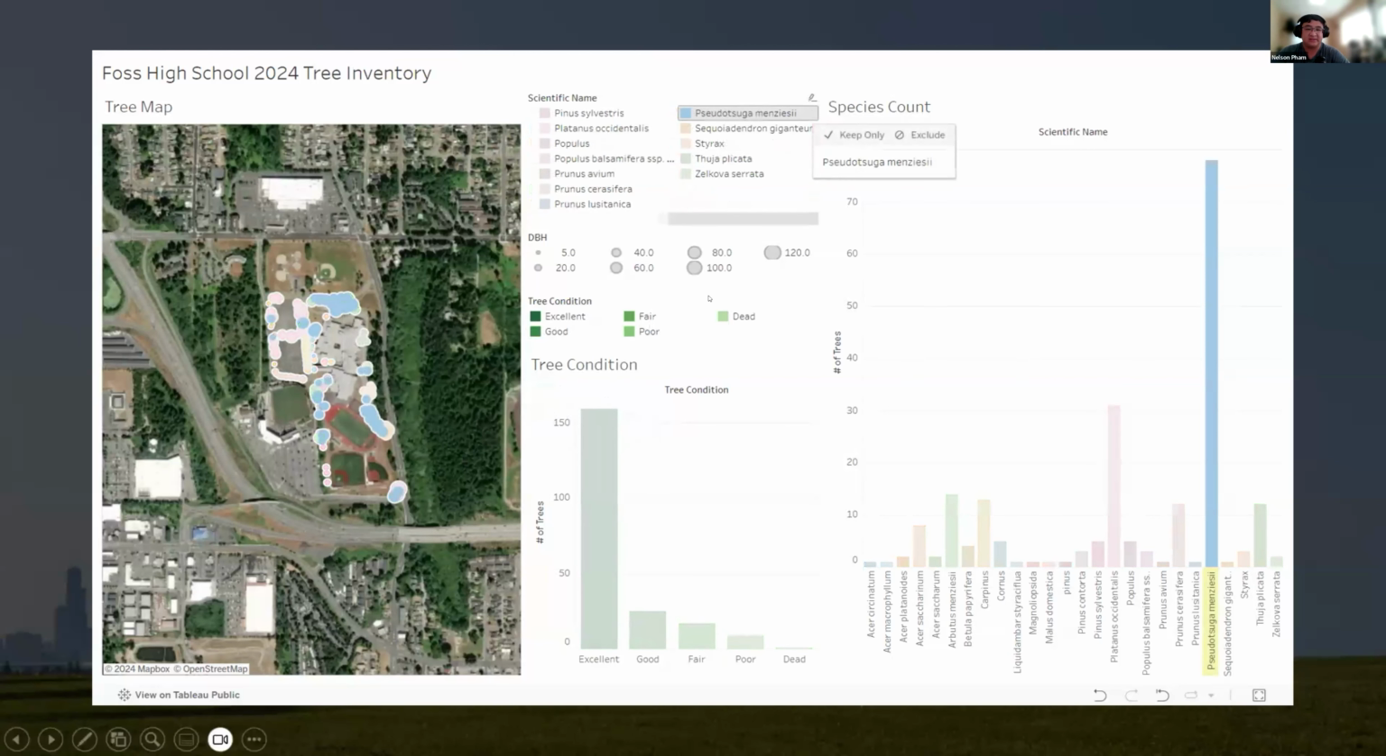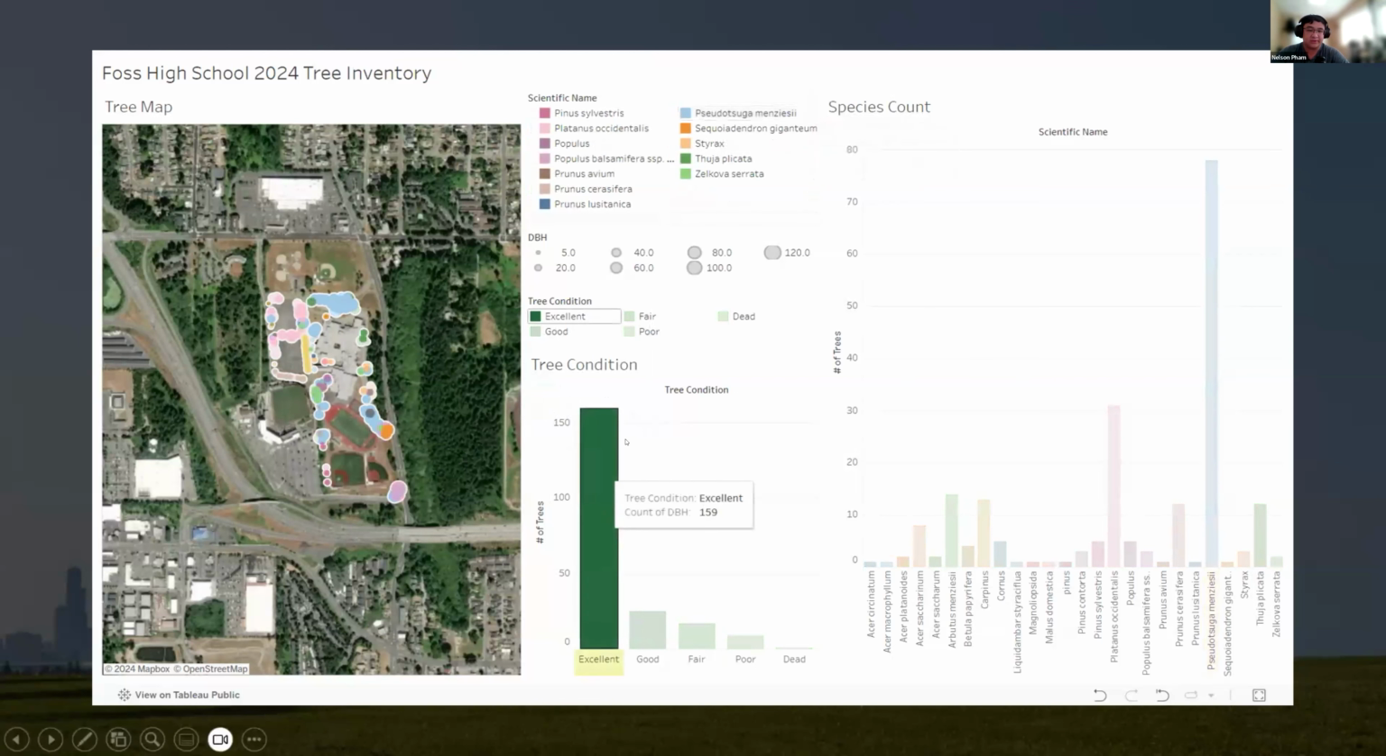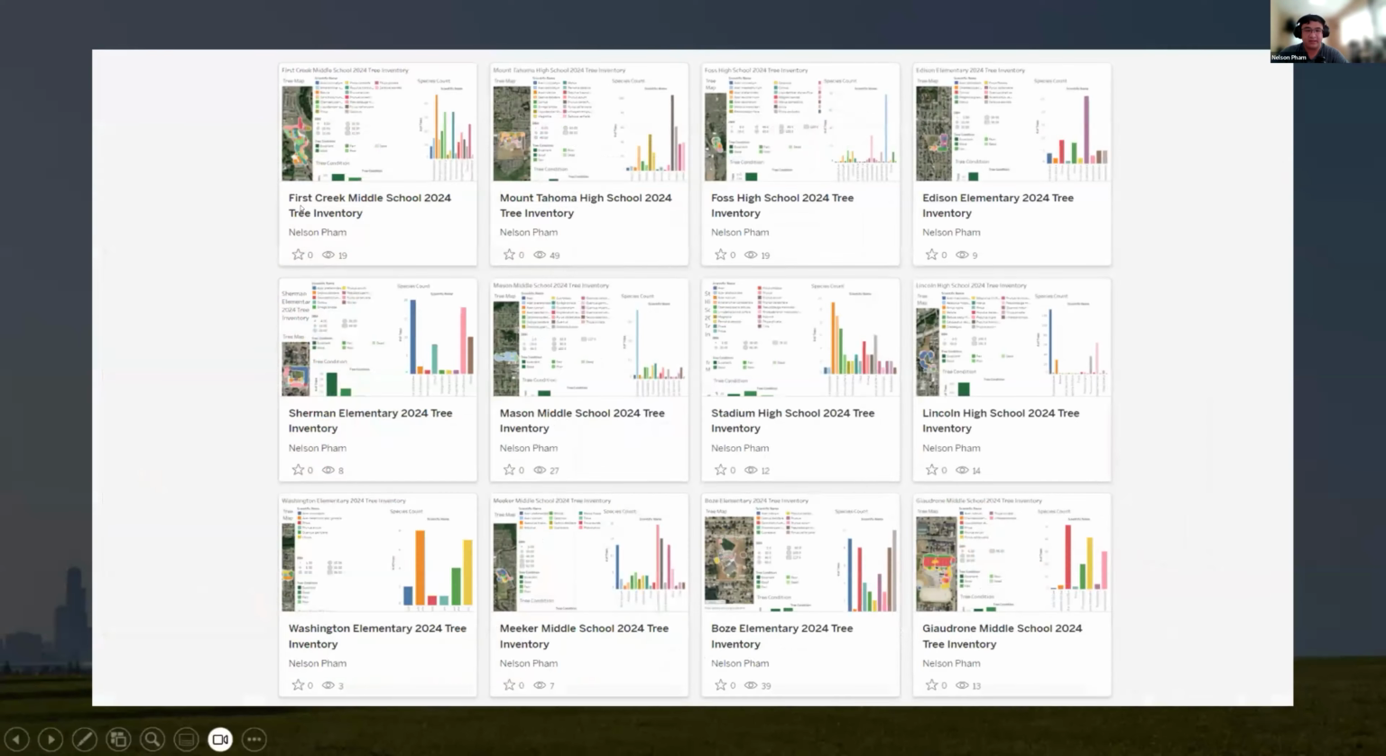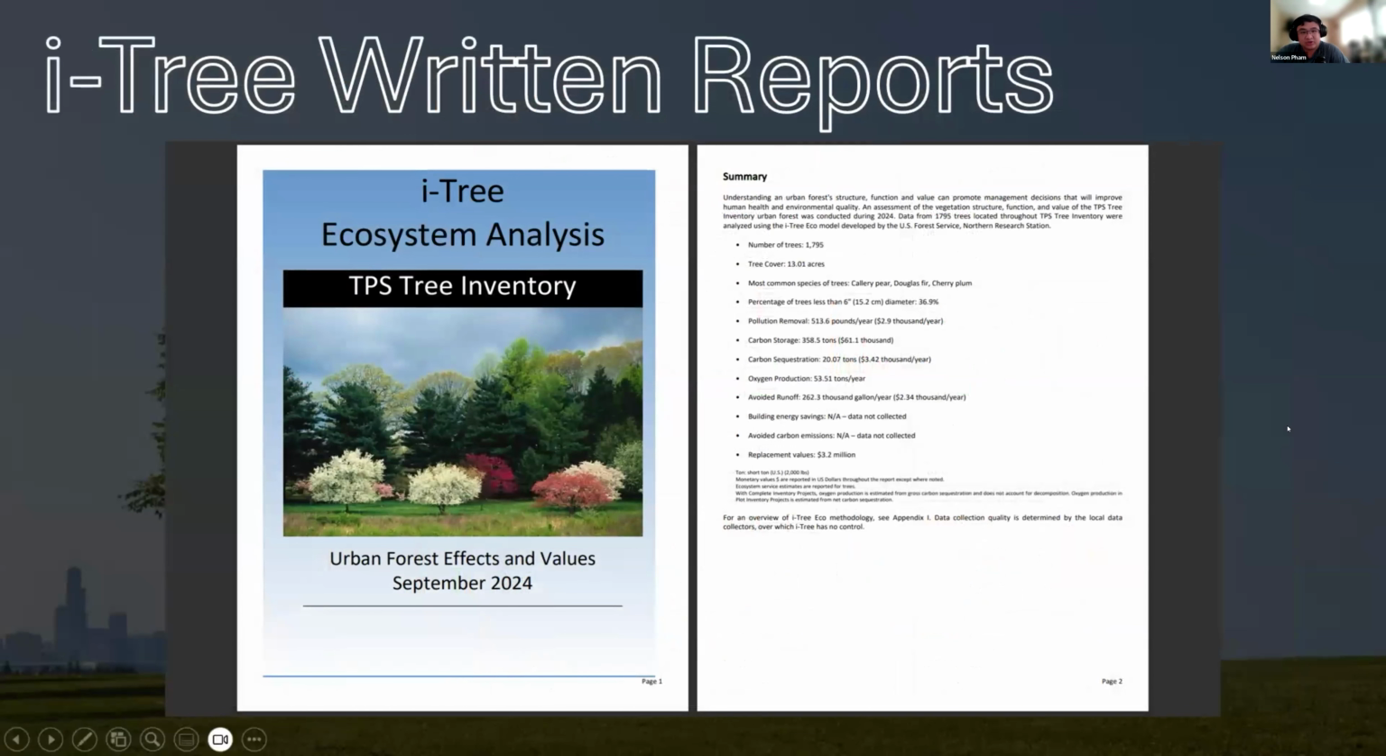With these interactable maps, you can also sort by tree species. So let's say I only want to find Douglas fir. I can click that and it'll show me where all the Douglas fir trees are on this map for Foss. I can also sort by tree condition. So where are all the excellent trees on this property? And I can potentially do some more analysis with that. And there are 12 of these maps fully online right now, ready to go and be sent to all 12 schools. And then the iTree written reports.